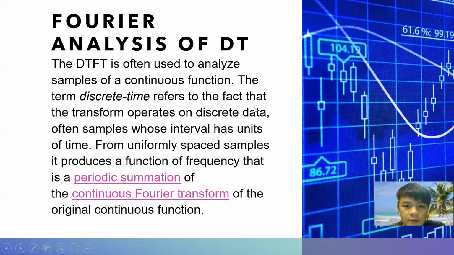Fourier analysis of DT. DT itu discrete time. The DTFT is often used to analyze samples of a continuous function. The term discrete time refers to the fact that the transform operates on discrete data, often samples whose interval has units of time. For uniformly spaced samples, it produces a function of frequency that is a periodic summation of the continuous Fourier transform of the original continuous function.